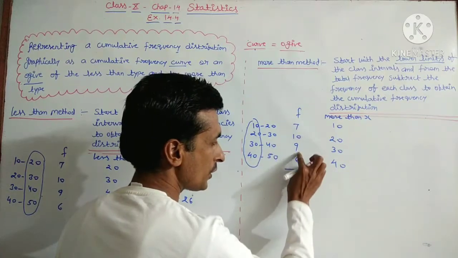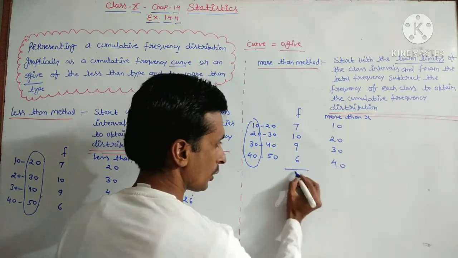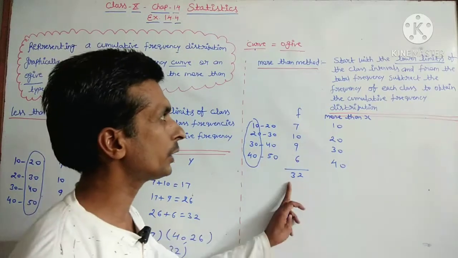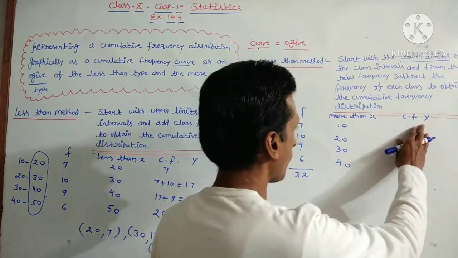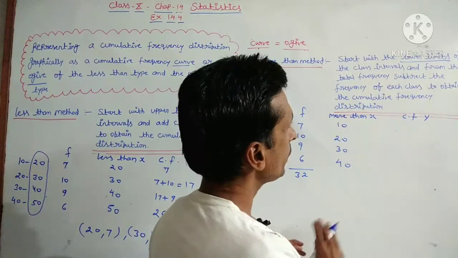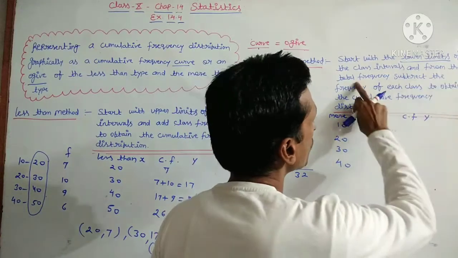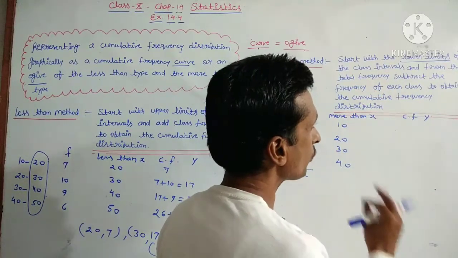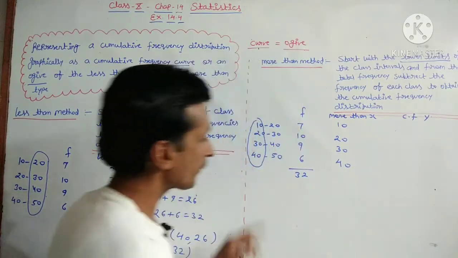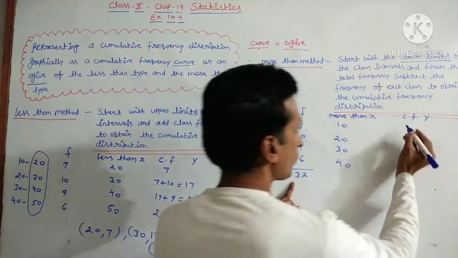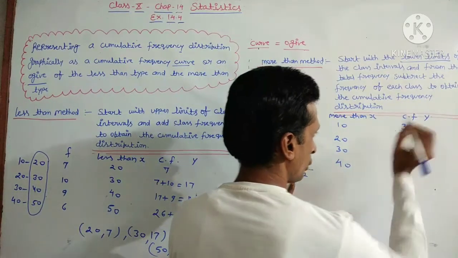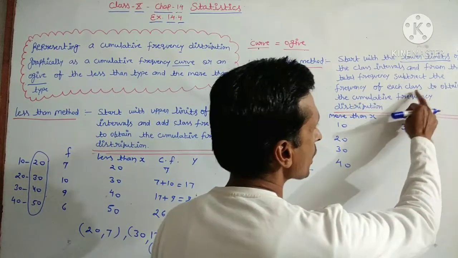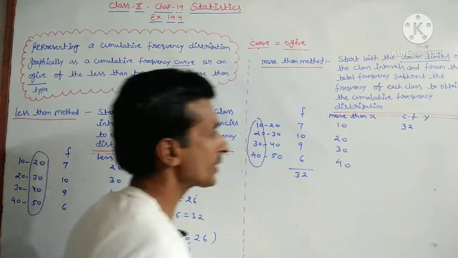7 plus 9 is 16, 16 plus this number, 32. So the total frequency is 32. To find the CF and the y value, here it is written, we will take the total frequency and subtract the frequency of each class. Total frequency, how much? 32. So the first value is 32. Subtract the frequency of each class to obtain the cumulative frequency distribution.